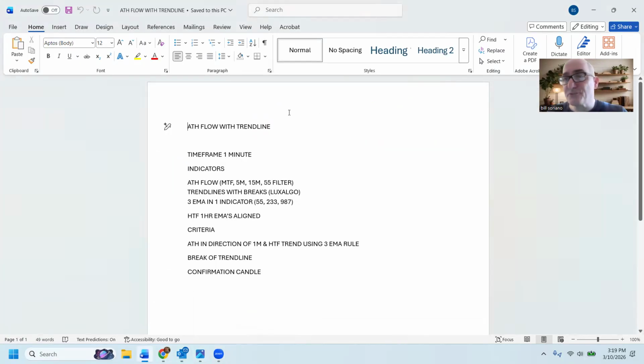So of course, this is our strategy, the ATH flow with the trend line. It's on the 1 minute time frame. Again, the ATH Flow Indicator is our community indicator. You have to be a customer of our community to get access to it, right? You can join our company.